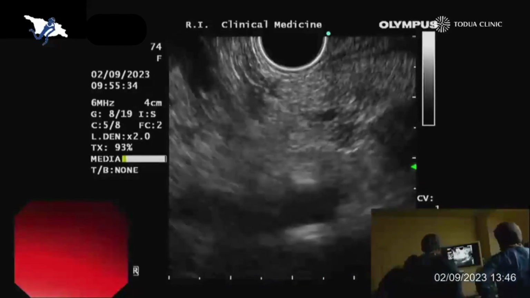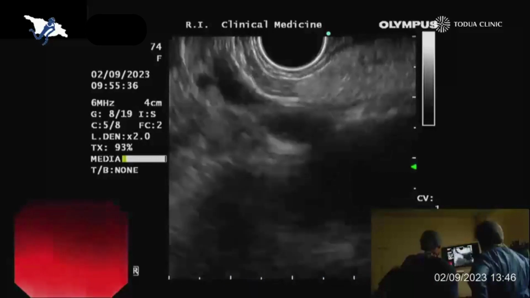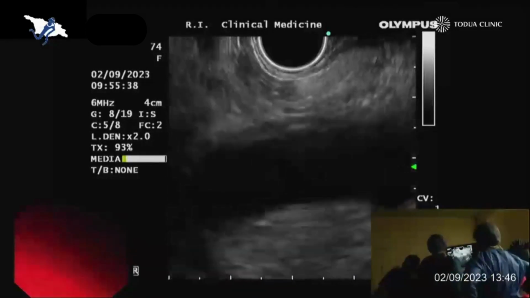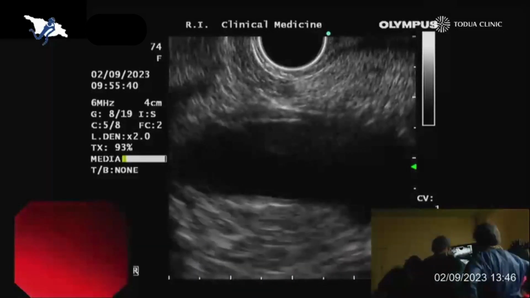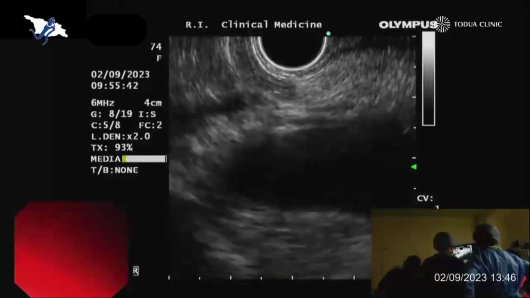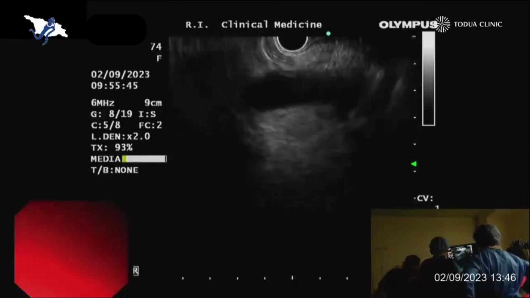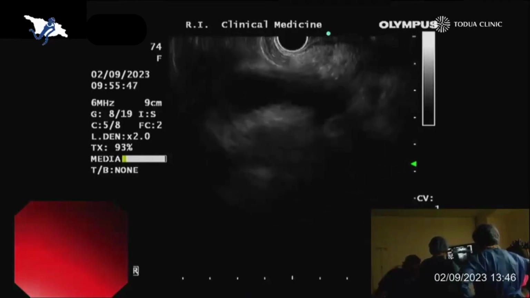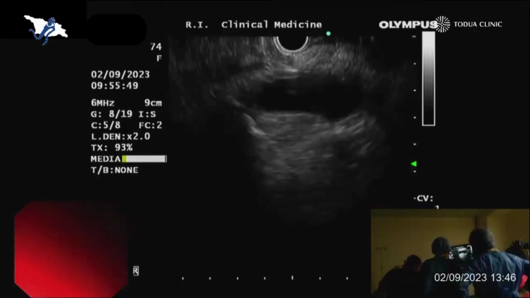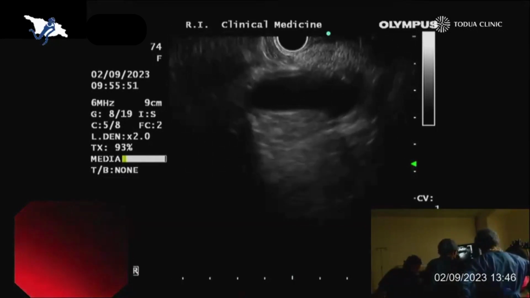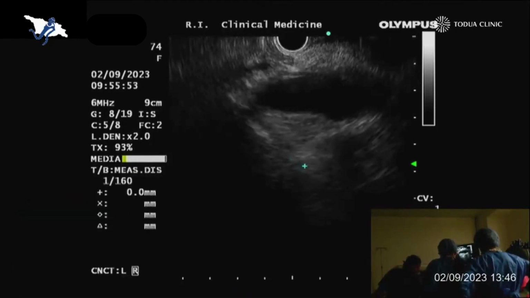I'm checking now the pancreas also for other lesions. So now I'm pushing the scope in. This is the portal vein system, and make smaller. And this is an interesting position here from the stomach, I can also visualize the pancreatic head. So here's pancreatic head, and here's pancreatic corpus and tail.